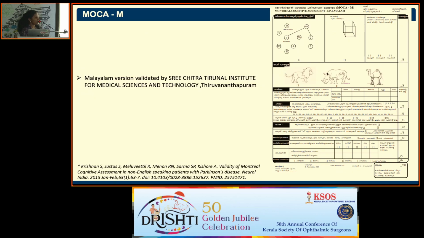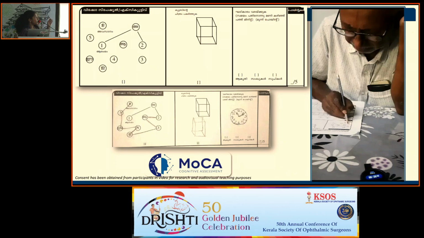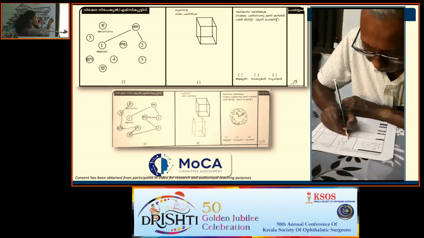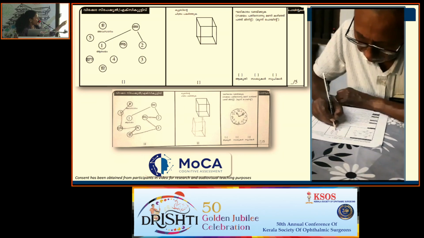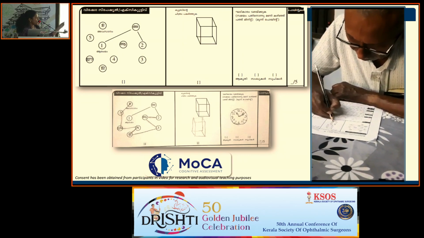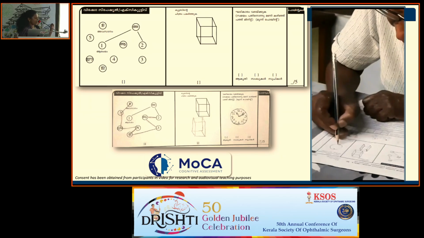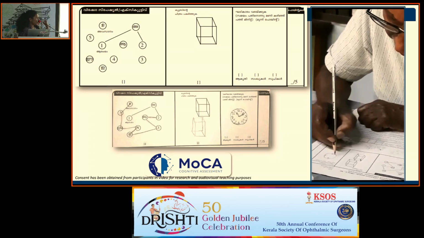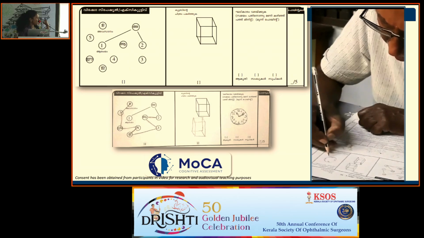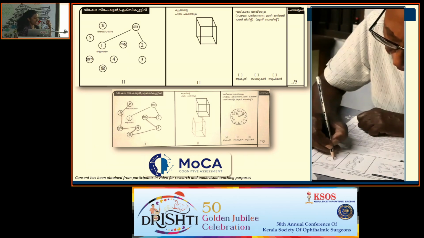There are many versions of MOCA available. We used the Malayalam version, which was validated in 2015 by Sree Chitra Tirunal Institute for Medical Sciences and Technology, Trivandrum. You can see visuospatial function of a participant being assessed here. He is asked to do trail making, copy a cube, and draw a clock. Now he is copying a cube correctly. Now he is asked to draw a clock with the correct contour, all the numbers, and hands depicting a given time.